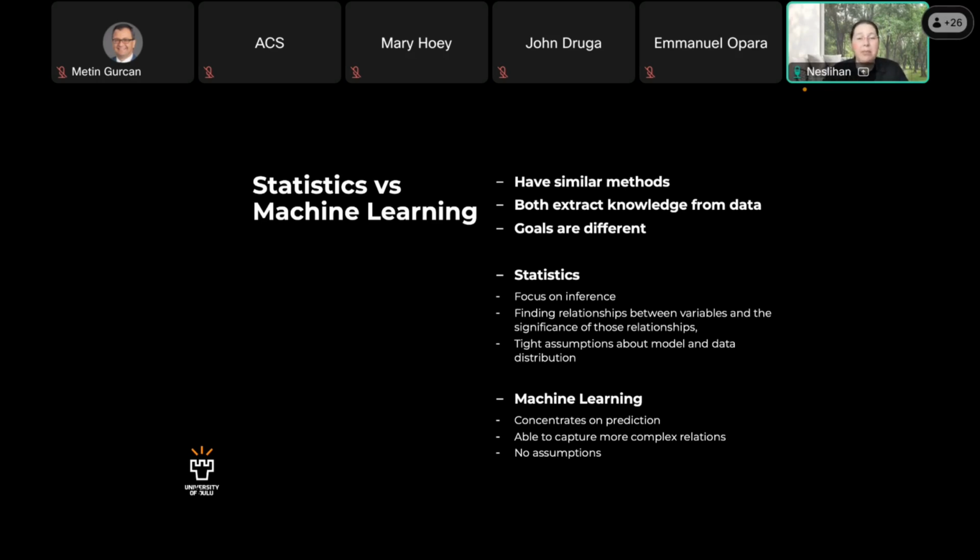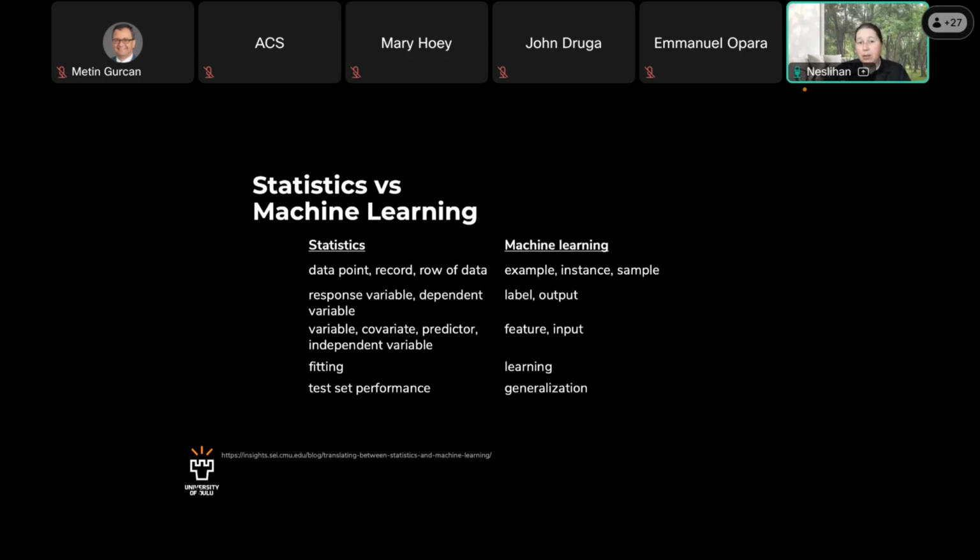The other difference is that machine learning doesn't require prior assumptions on the data distribution, but in statistics, there are tight assumptions about the distributions. And machine learning performs well with big data, handling many features and samples efficiently, but statistical inferences become less reliable if you increase the features or use very large data samples.